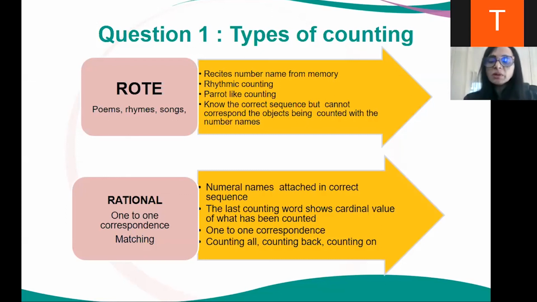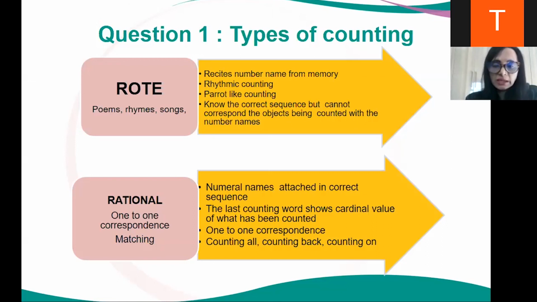Counting on all: you give the child 2 sets of counters, 3 in one set, 5 in another set. And you ask the child, how many all together? If the child is using the counting all strategy, the child will say 1, 2, 3, 4, 5, 6, 7, 8.